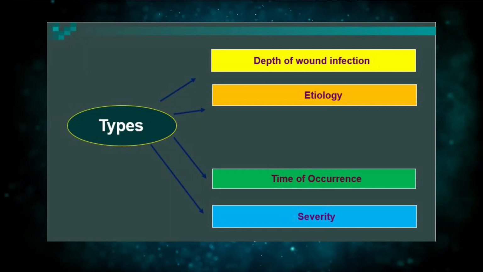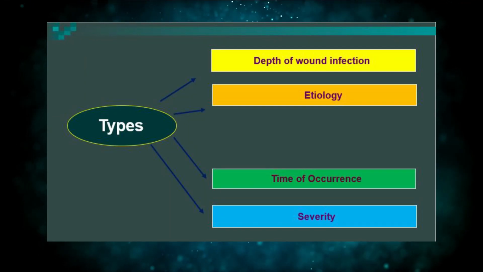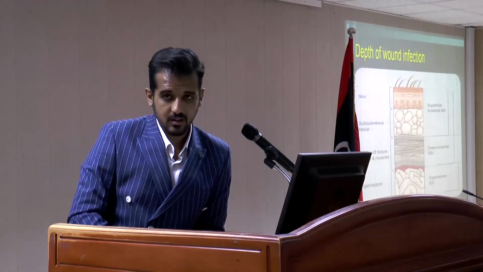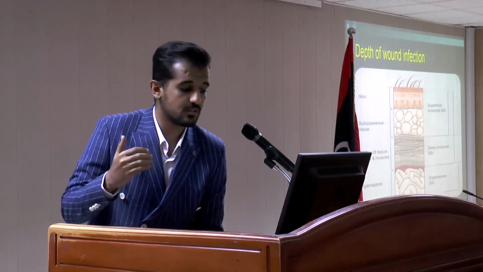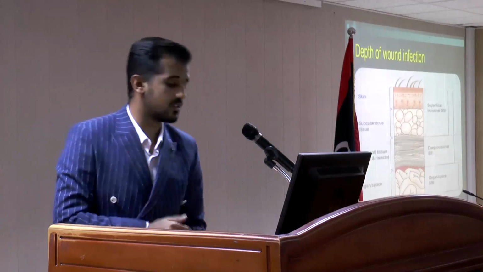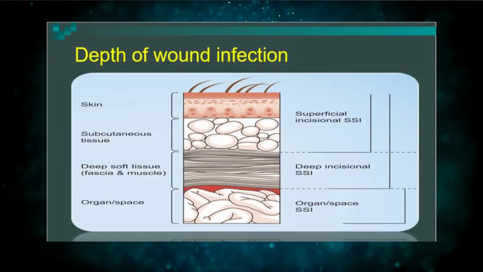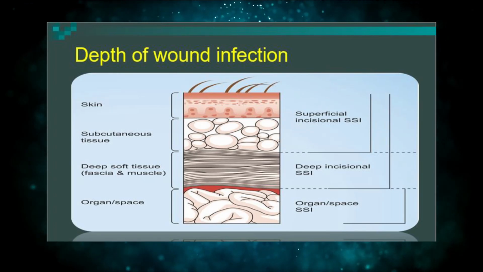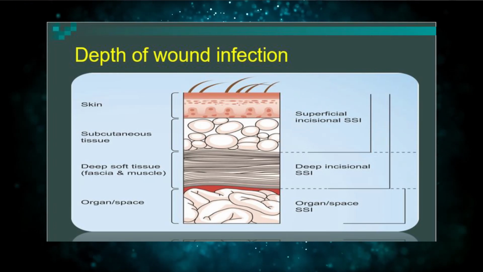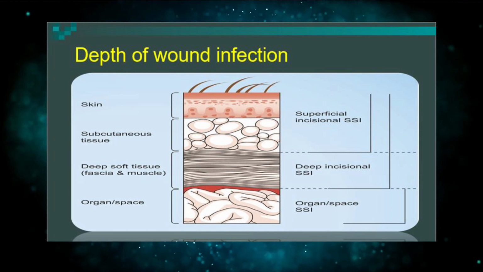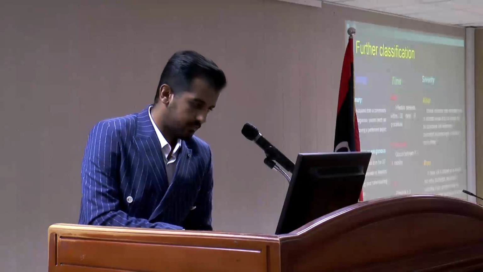There are many types of surgical site infection, many classifications. The first one depends on the depth of the wound infection. It could be a superficial incision surgical site infection involving the skin and subcutaneous tissue, while the deep one involves the fascia and the muscles.